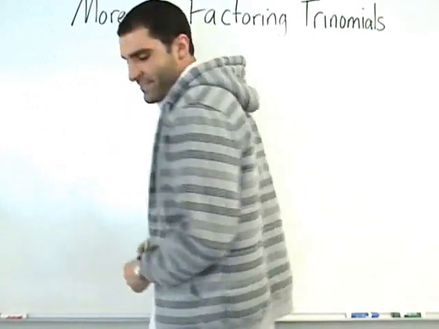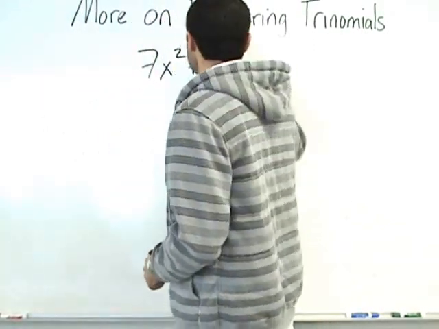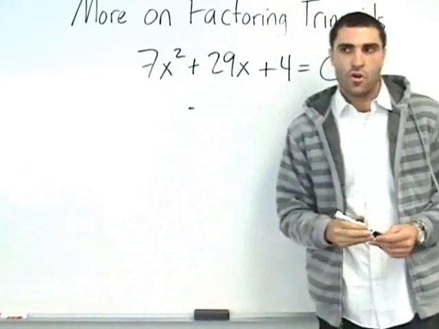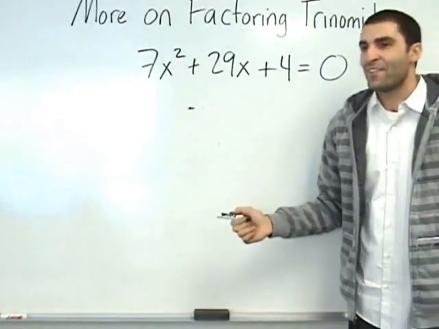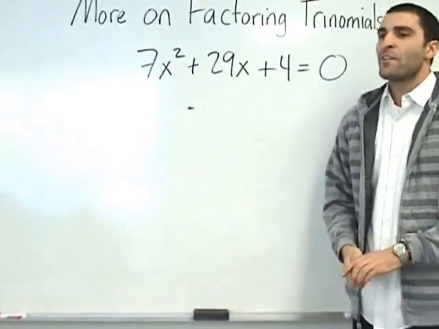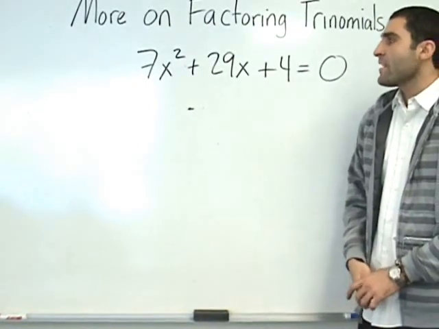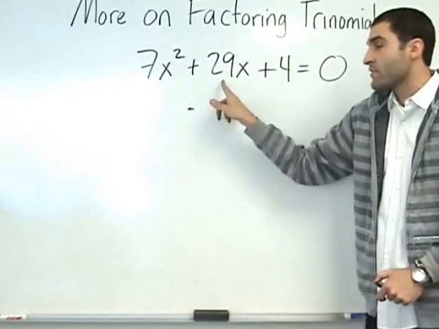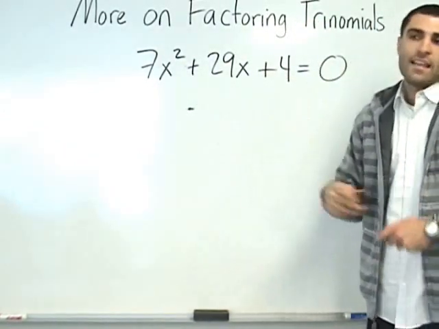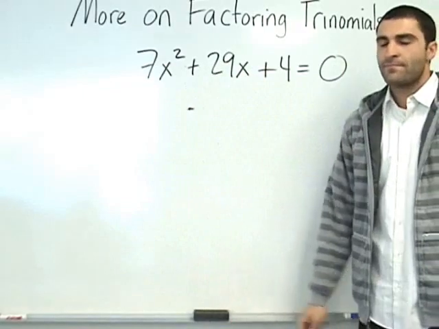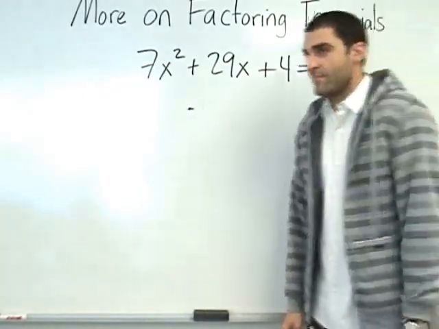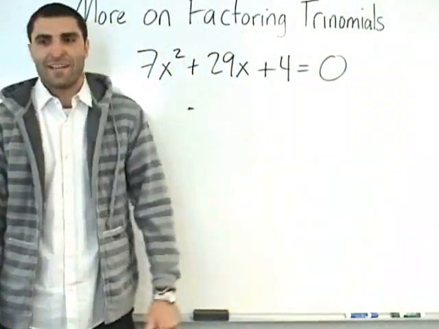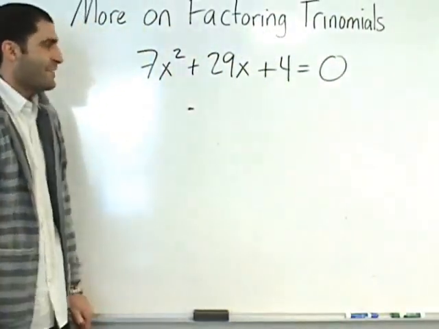7x squared plus 29x plus 4 equals 0. Alright, question already. Love it. What is a trinomial? Good. A trinomial is a polynomial, which is an equation, with 3 terms. 1, 2, 3. And a polynomial is a many-termed equation. So a trinomial is a type of polynomial. Excellent. And we just heard someone say, I'm taking notes. That's fantastic.